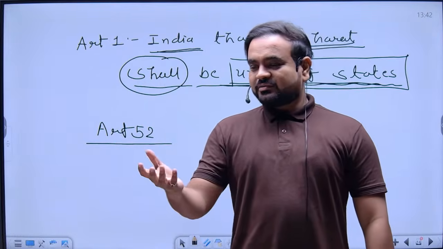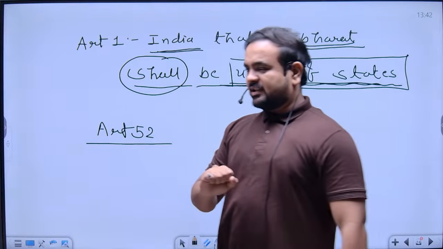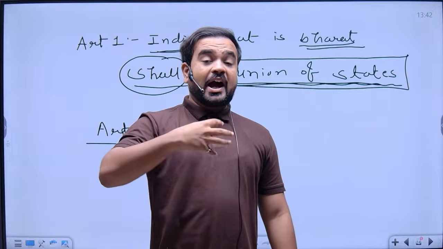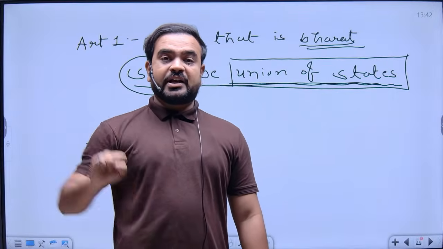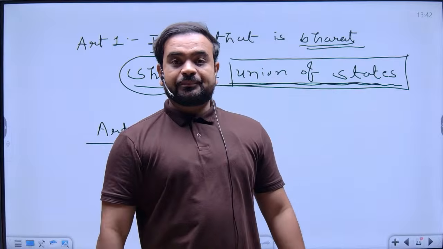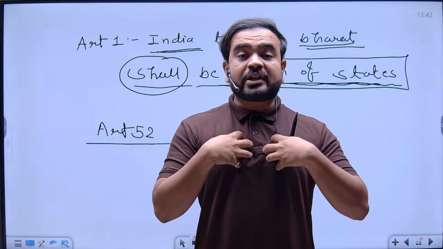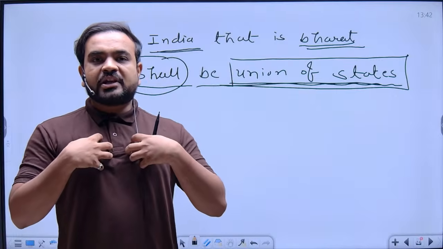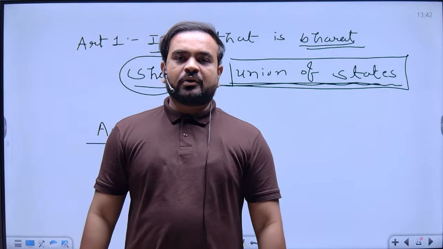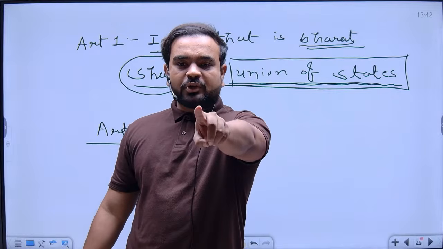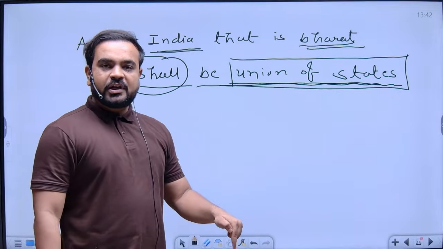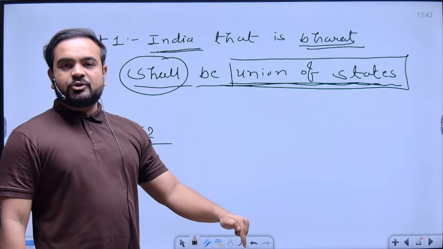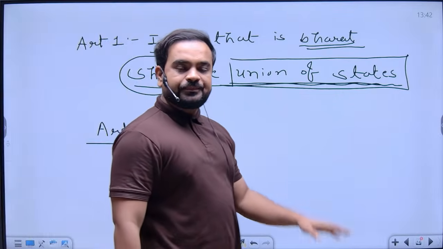So let's say tomorrow, for example, this is just a hypothetical condition, let's say there is one state, and that state says that I want to get separated from India. I do not want to be part of India. I want to make my own state, my own country. But that is not allowed. Why? Because if in 1947 you became part of India, then you are actually very much part of India, and you can never be separated from India.